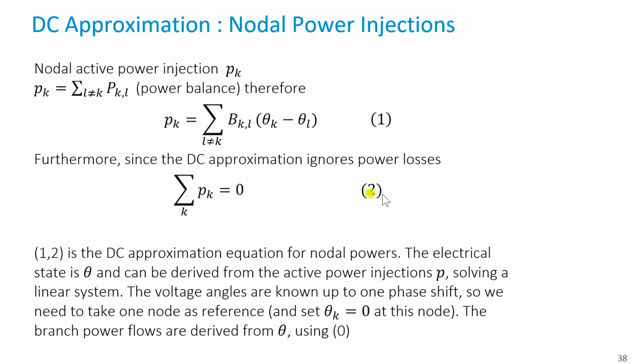Furthermore, because the DC approximation ignores power losses, the resistances are 0, then the sum of active powers in a grid is 0. Of course, this is an optimistic assumption. We have seen that in the previous example of a grid, when we were looking at the results of the MATLAB exact solution of the OPF, we saw that there were a few % of losses. So the DC approximation ignores the losses. An important thing to remember.